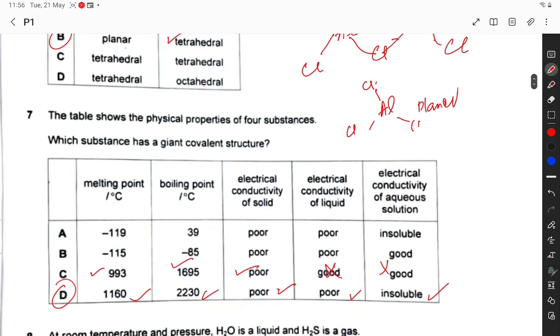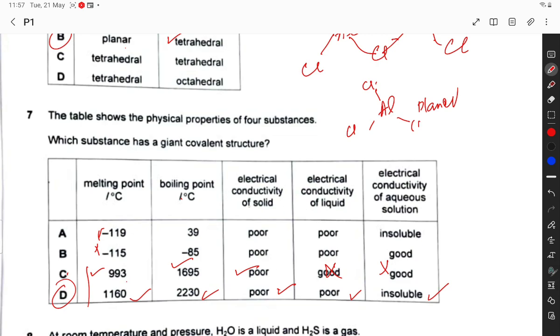The table shows the physical properties of 4 substances. Which substance has a giant covalent structure? A giant covalent structure cannot be this one, because this has a low melting point. Giant covalent compounds have high melting and boiling points. So this is minus 119, so these are incorrect. So 993, melting point high, boiling point high.